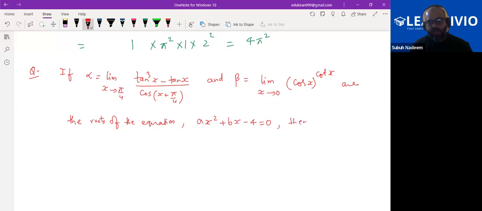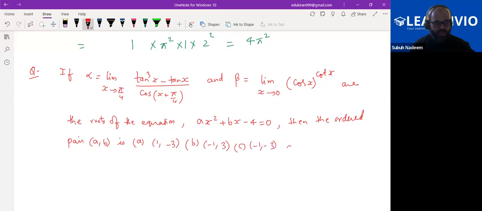then the ordered pair AB is. Options are given: 1 comma minus 3, minus 1 comma 3, minus 1 comma minus 3, 1 comma 3.